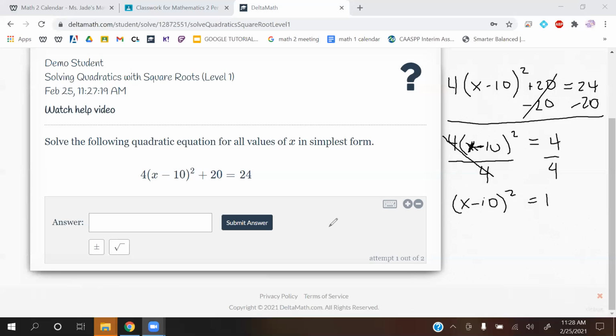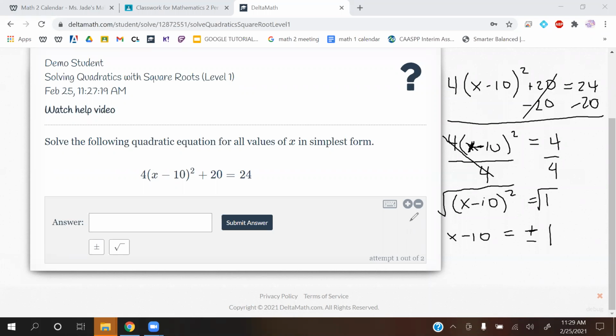Okay, I'm going to pause here and see if there are any questions. So the next step from here, now that we have our parentheses by itself, is to square root both sides. So the square root and the squared cancel each other out. We just have x minus 10. And then what is the square root of 1? Remember, there's a positive answer and there is a negative answer. Square root of 1 is just 1.